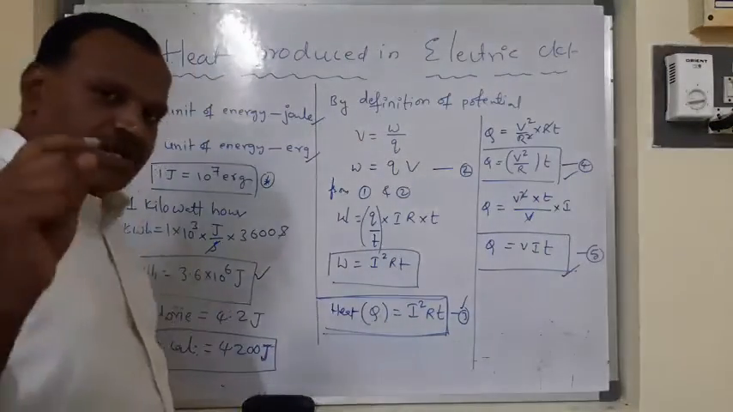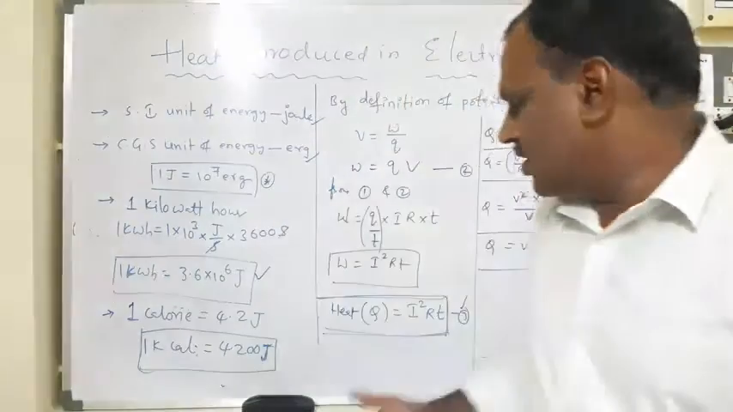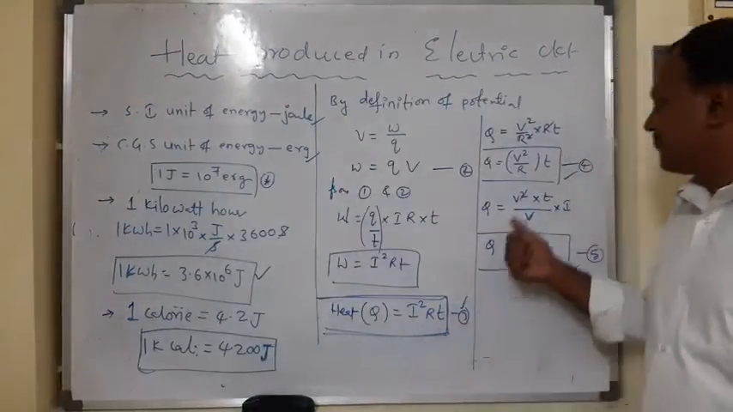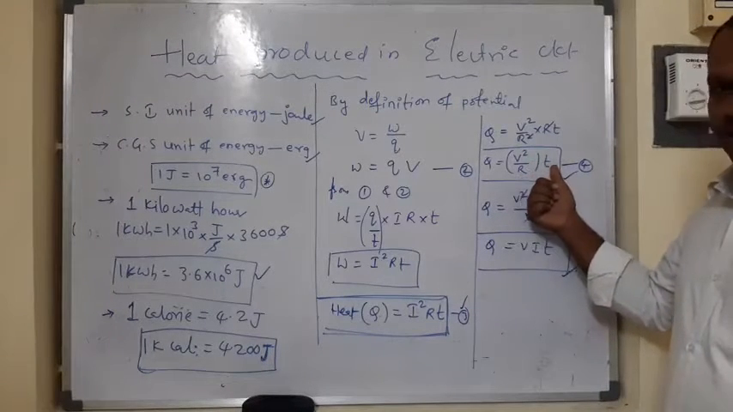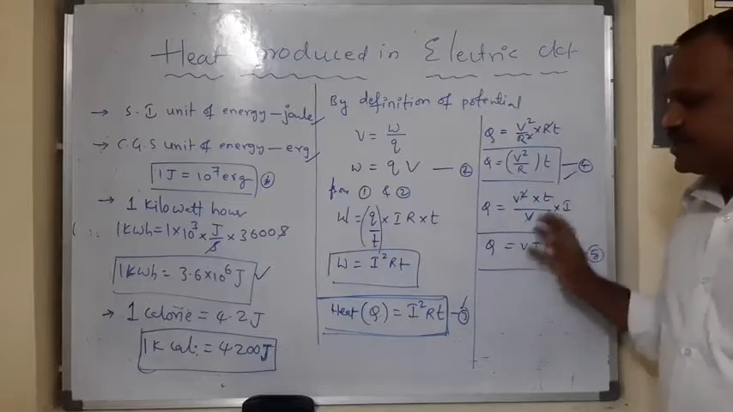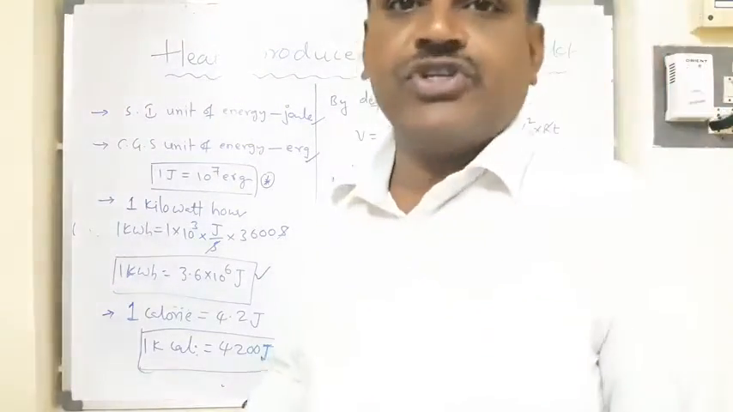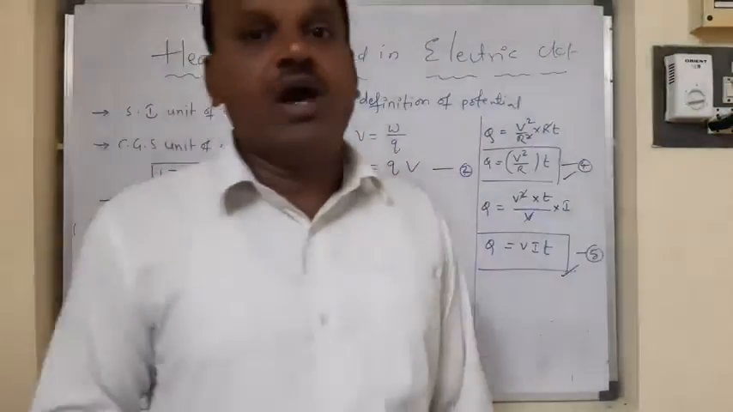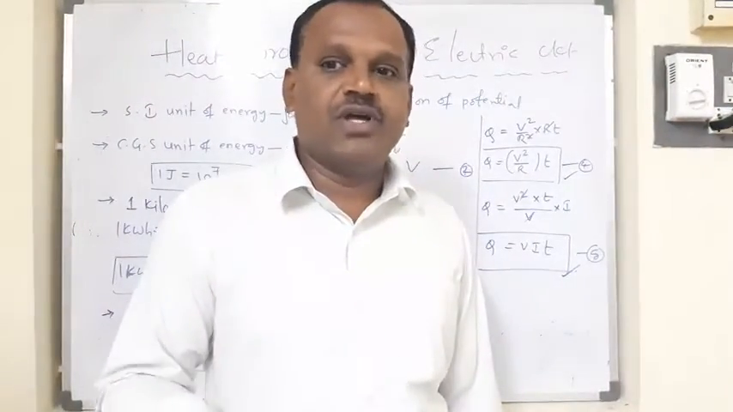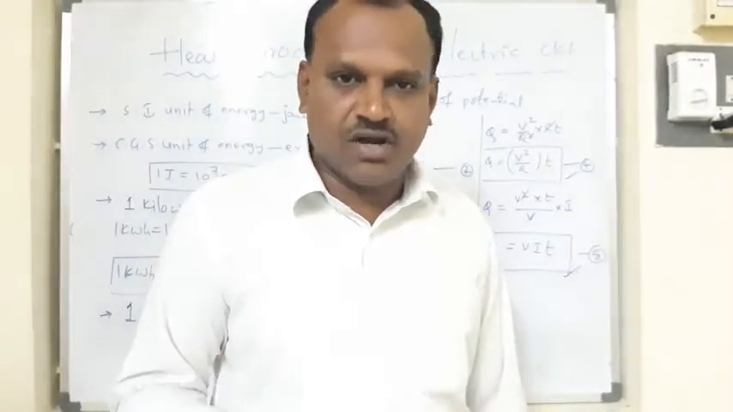So what is the heat energy? What are the equations to calculate the heat energies? We have here I square RT, V square by RT, and VIT. Any one of these equations you use to find out the heat produced in the electrical circuit because of the applied potential, by which the charge flows from positive terminal to negative terminal, the direction of the current we can take.